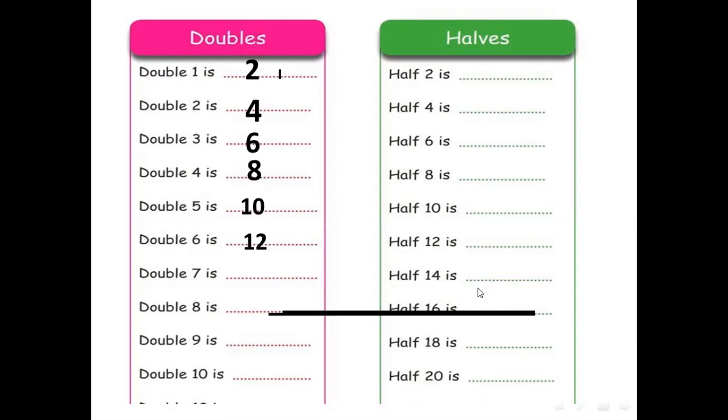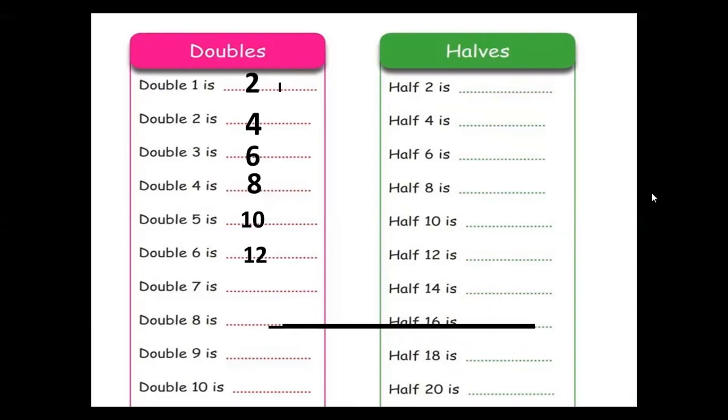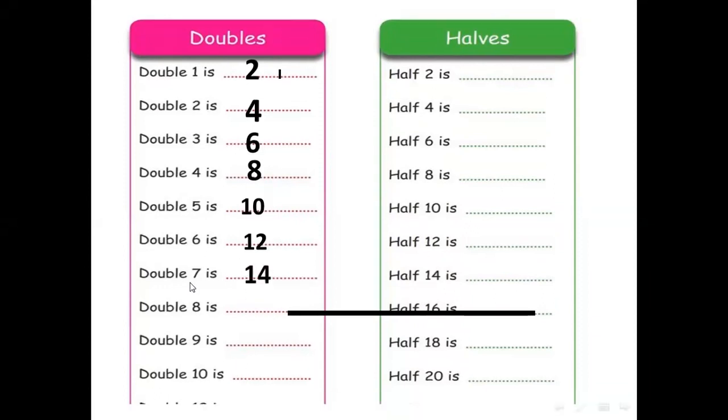Okay, the next one. Perla. Perla, can you hear me, honey? Yes. Good morning. Okay, let's do this. Do you know what is the double of 7? 14. Excellent. Double of 7 is 14.